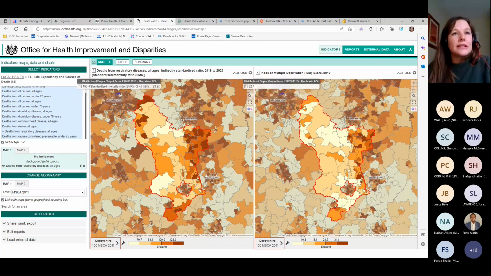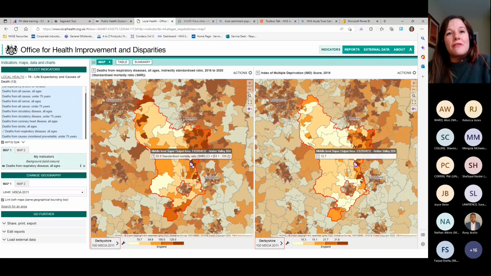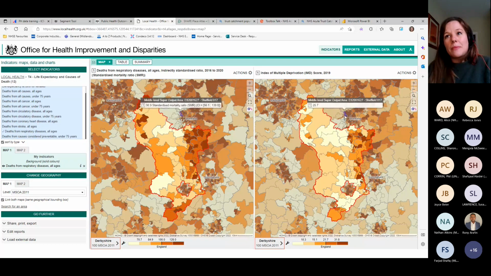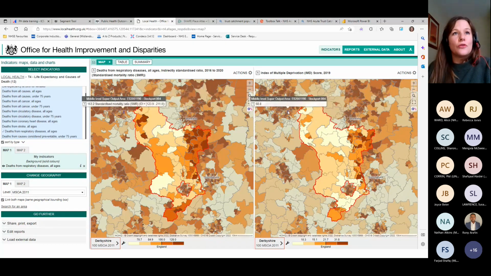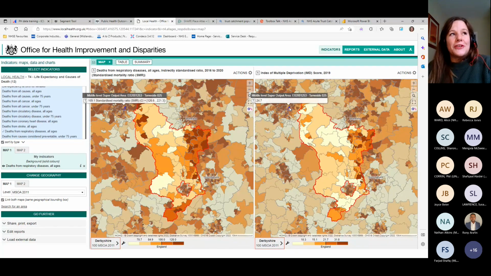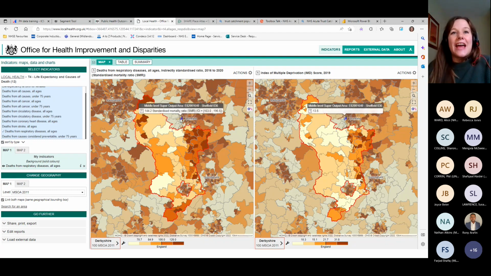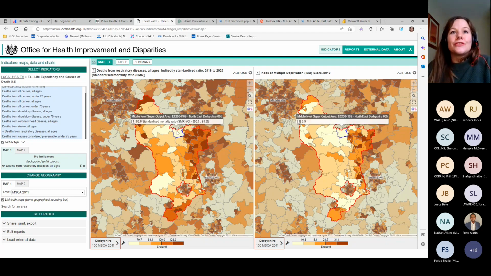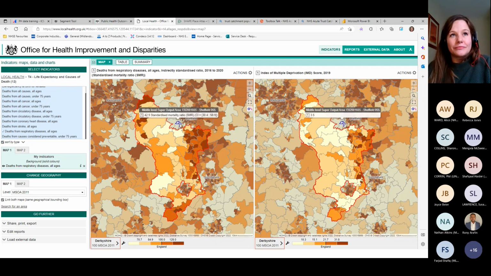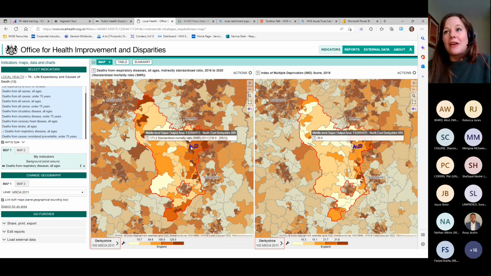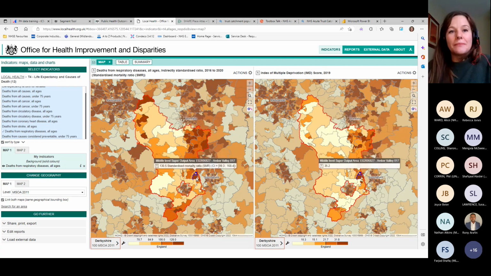So it's really interesting to be able to show the variation across our region and be able to look at what demographics may be associated with that. So for, sorry, hopefully the dog's not going to start barking because someone's just come through the gate. So we can see that the indirectly standardized ratio of deaths from respiratory disease is much higher in some of these areas where deprivation is also high.